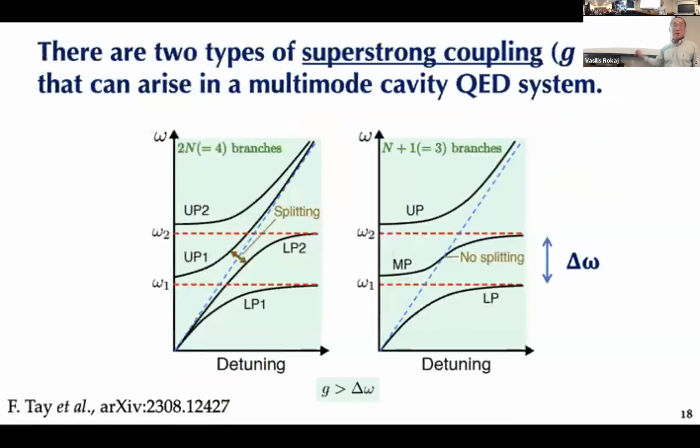That's right. So, the superstrong coupling regime. This means G is larger than delta omega. And it turns out, I'll come back to this issue later, there are two scenarios, the so-called 2N scenario and the N plus one scenario. The N plus one scenario is more interesting. I think that Daniel was showing some multi-phononic modes. I think his system is in this region. So characteristic of this is the appearance of this neat polariton.